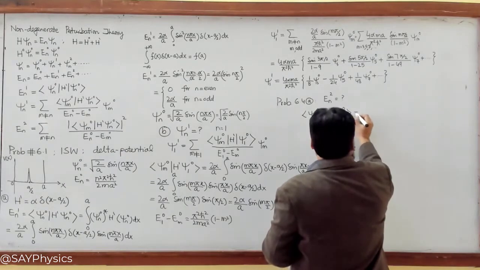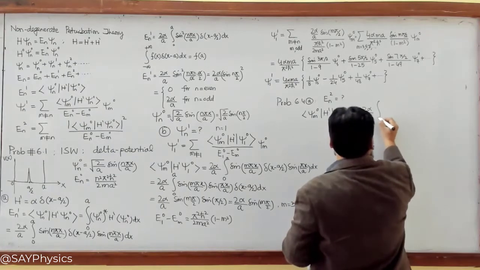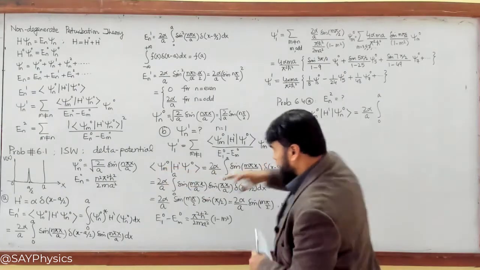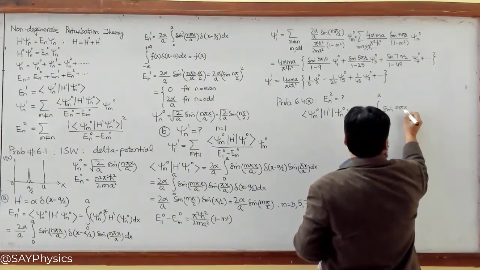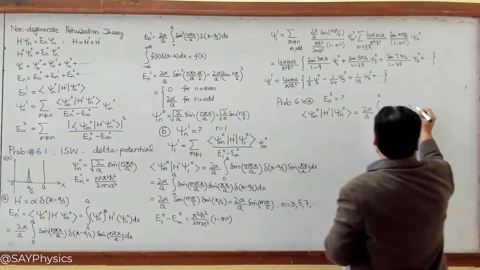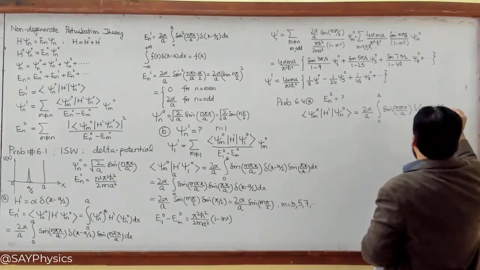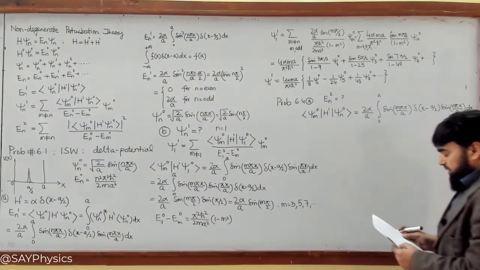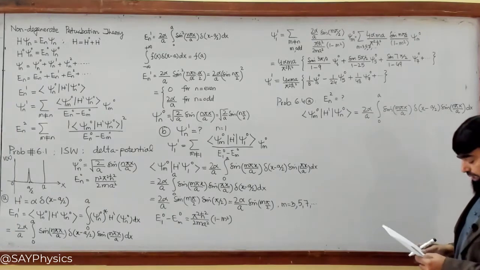So it will be equal, write this in integral form. 2 alpha over a will come in, and then from 0 to a, and put the values in: it will be sine m pi x over a, then the delta function delta x minus a over 2, and then sine n pi x over a and dx. We have already practiced this, so I just wrote it quickly.